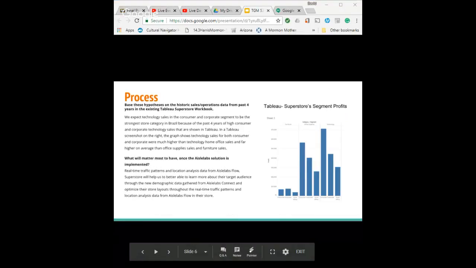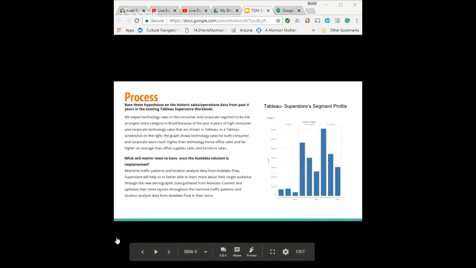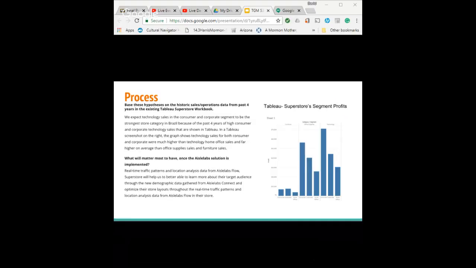Based on these hypotheses, so we can see here on Tableau on the right, we expect technology sales in the consumer and corporate segment to be the strongest store category in Brazil. To the right, you can see a comparison of the furniture, office supplies, and technology, and see how much greater the sales the technology has over the office supplies and furniture.